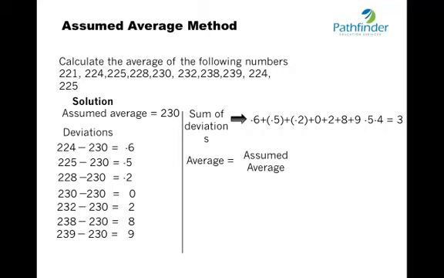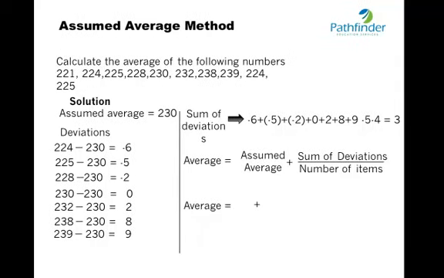Average is equal to the assumed average plus the sum of deviations divided by number of items. So average is equal to the assumed average 230 plus the sum of deviations, that is minus 3, divided by the number of items, that is 8. And on calculating this, we will get 229.675 as our answer.